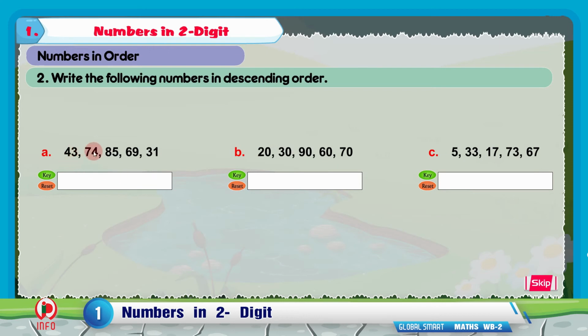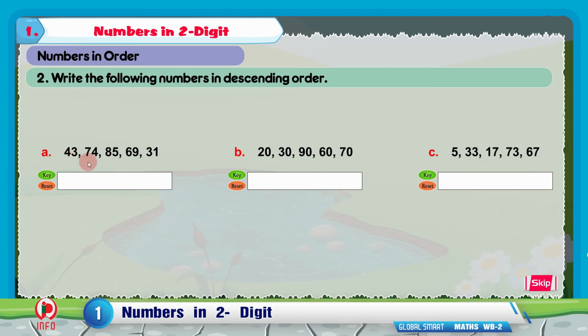Now all these are 2-digit numbers. If all are 2-digit numbers, we have to compare the digit in the tens place of all the numbers. This is ones place, tens place. Ones, tens. So we will compare the numbers in tens place.